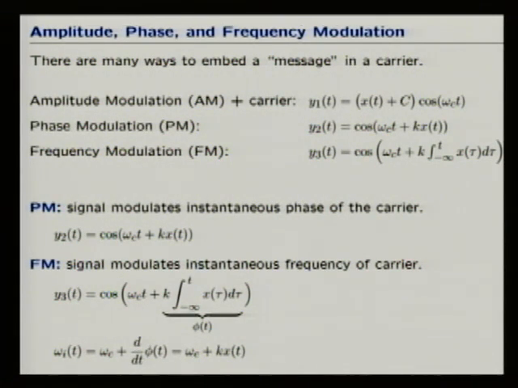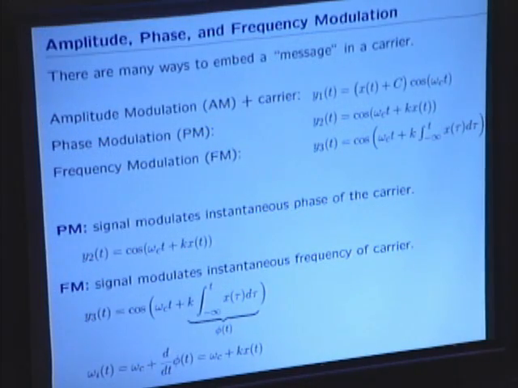In AM, we did that by multiplying. We take the signal of interest, x of t, and we multiply it by the carrier and transmit that. And we saw that for reasons of decoding simplicity, it was convenient to add a constant term, which was essentially sending not only the modulated carrier, but also the carrier alone, so that you could locally retrieve both the modulated message and the carrier. It simplified demodulation.